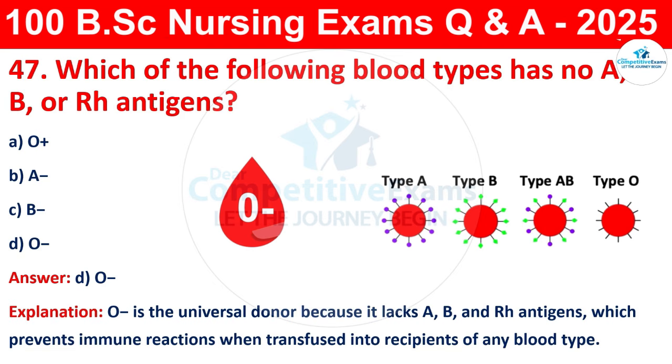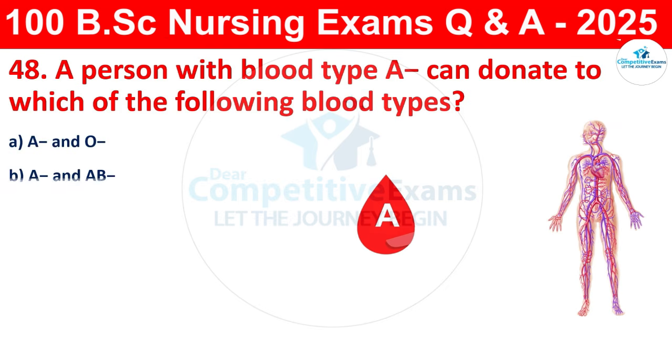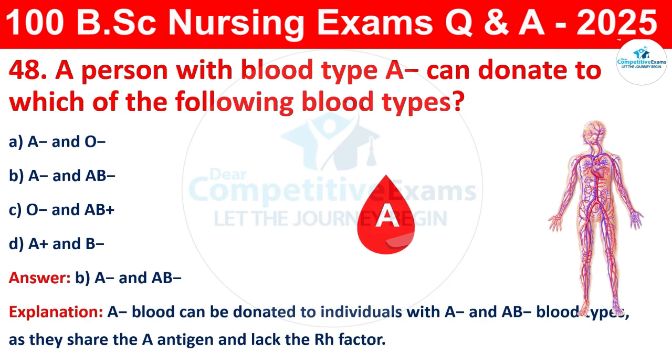Question number 48. A person with blood type A can donate to which of the following blood types? Your options are A negative and O negative, A negative and AB negative, O negative and AB positive, or A positive and B negative. The correct answer is B, that is A negative and AB negative. A negative blood can be donated to individuals with A negative and AB negative blood types, as they share the A antigen and lack the Rh factor.